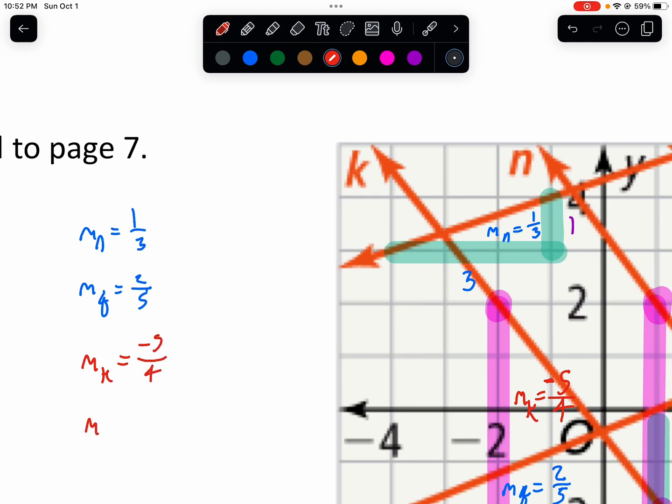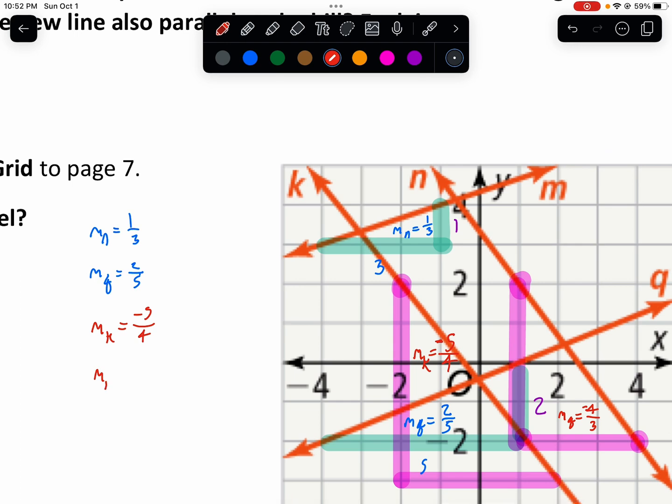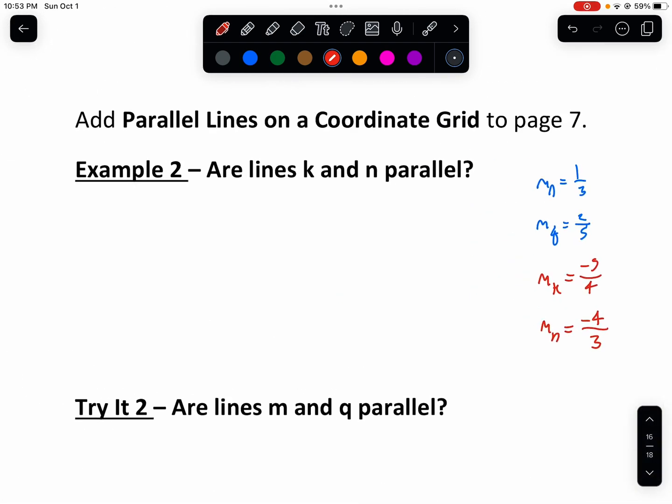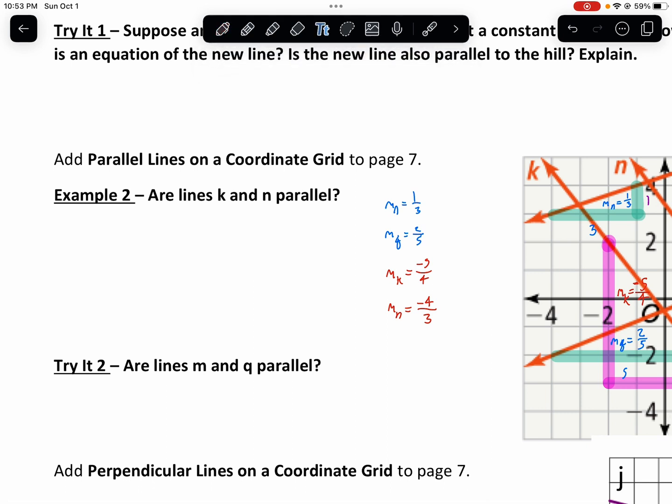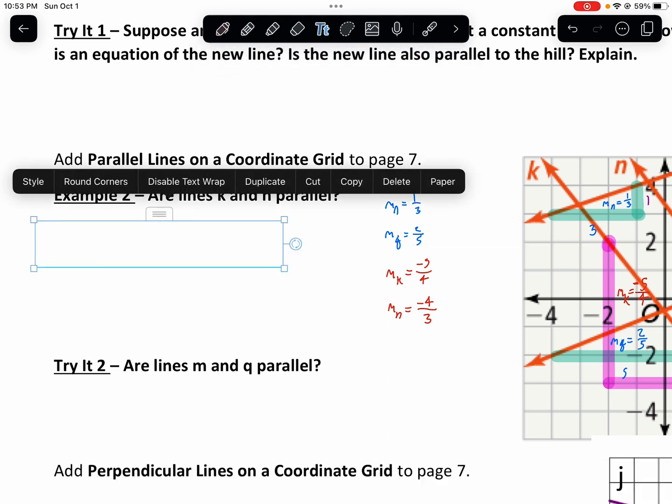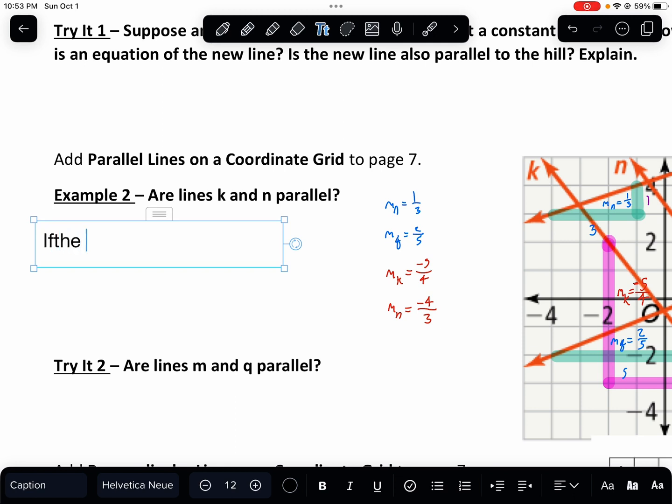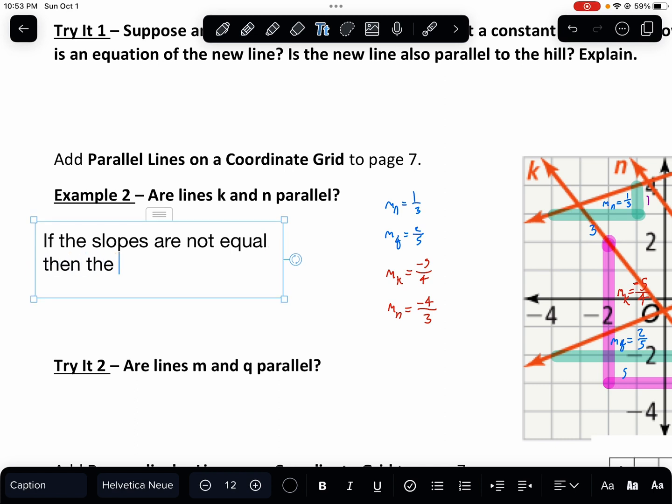And the slope of line N is equal to -4/3. Now, the slopes are not the same. Because the slopes are not the same, those lines cannot be parallel. And that is our simple parallel lines theorem. If the slopes are not equal, then the lines are not parallel.